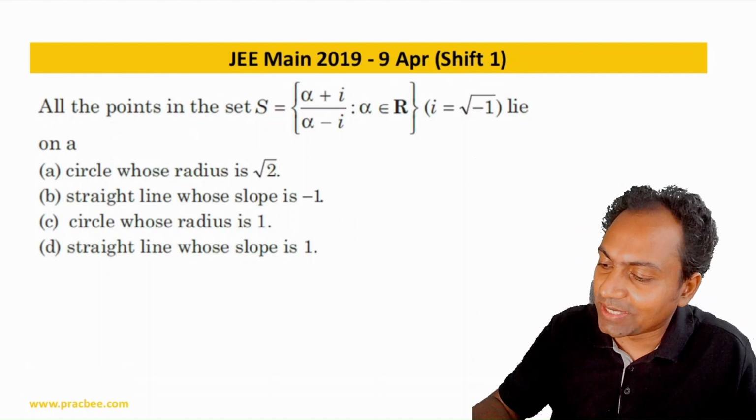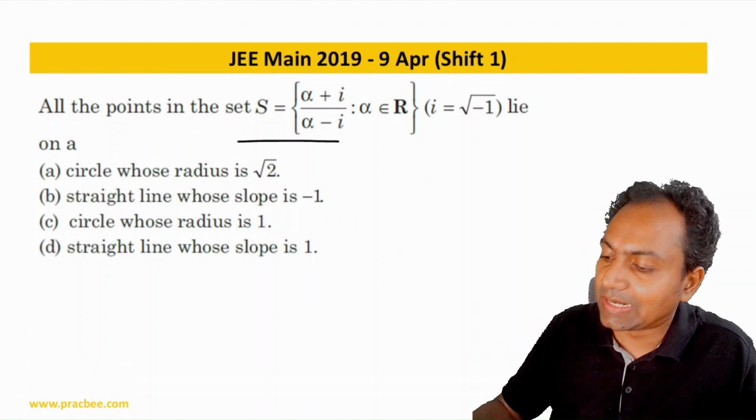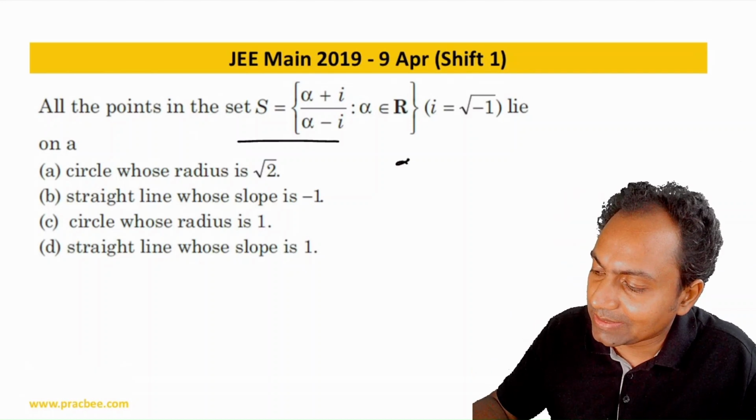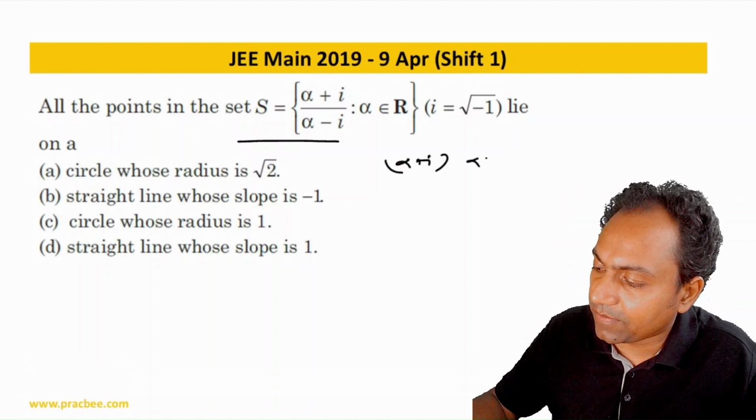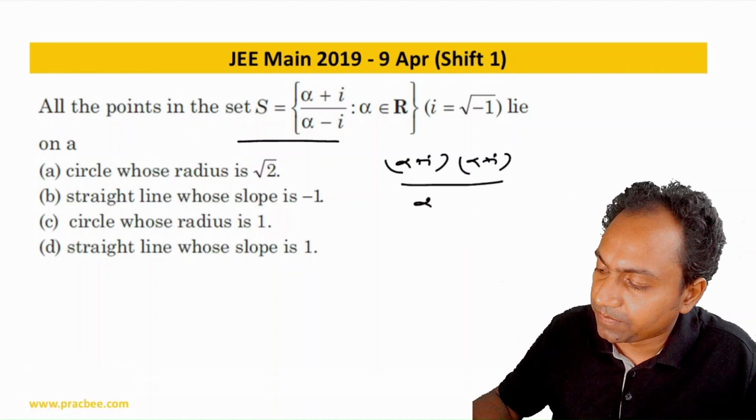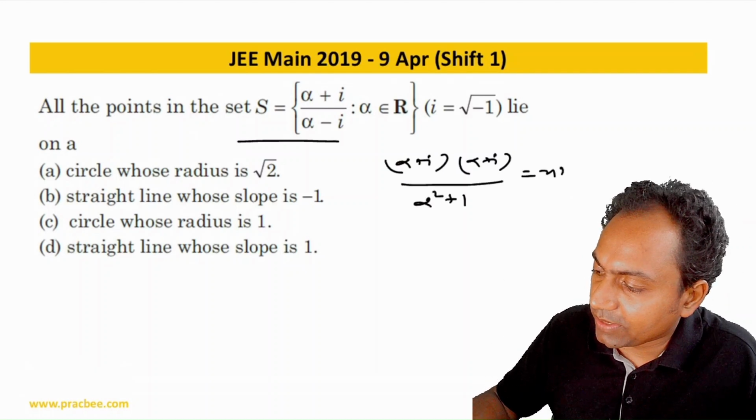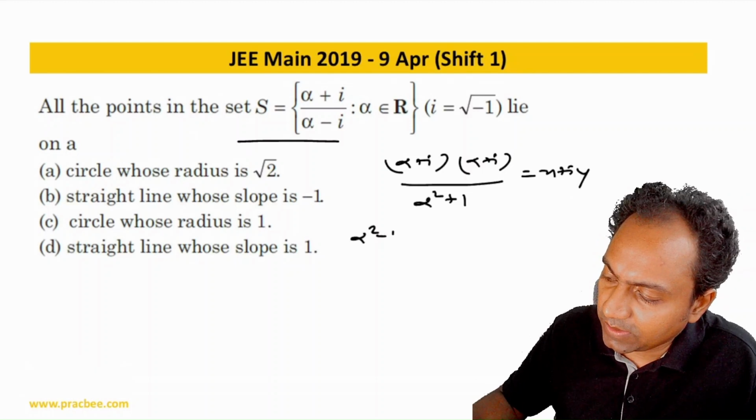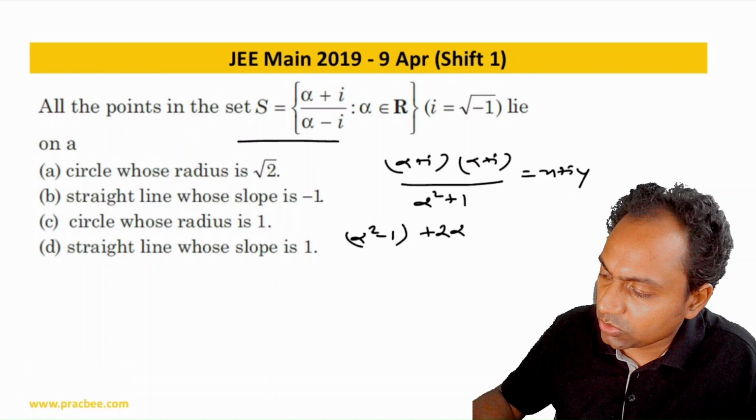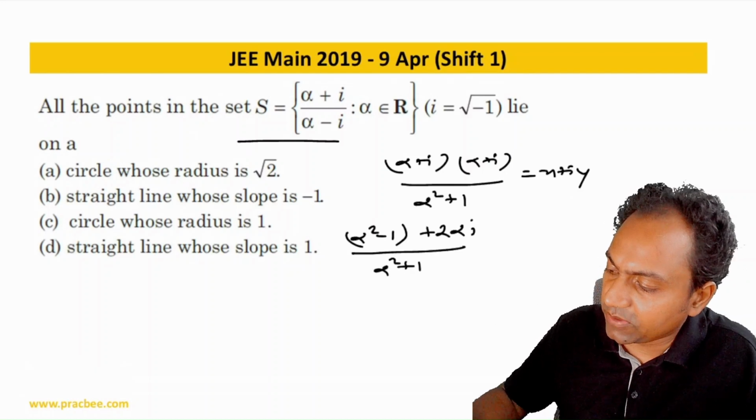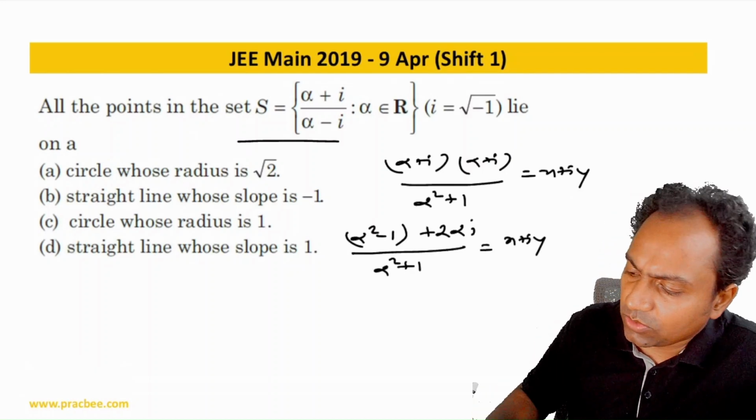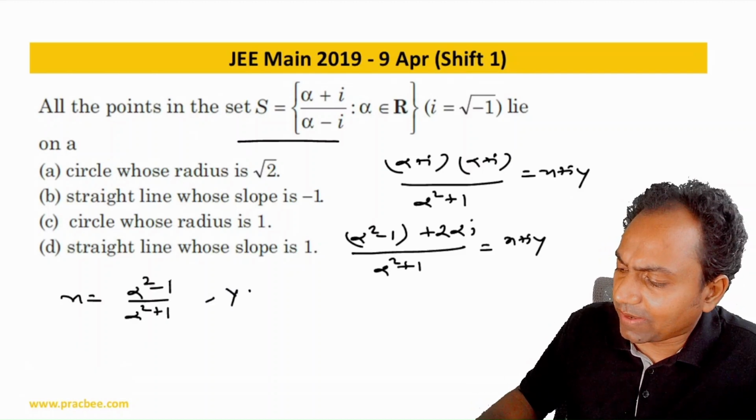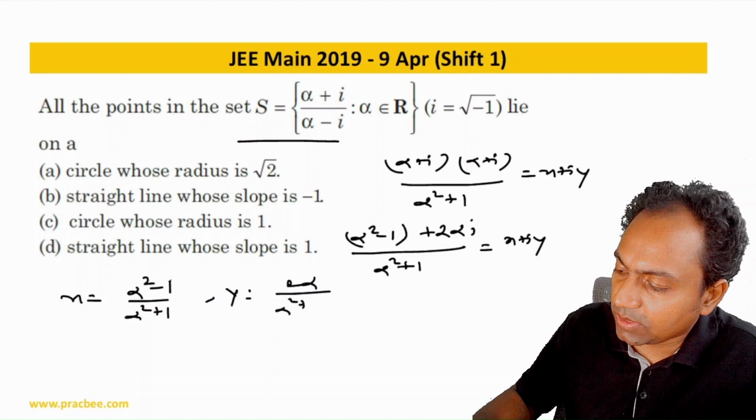In this question, what they're saying is that the set of all these points lies on which of the following locuses. So what you can do is rationalize it. If I multiply by alpha plus i in numerator and denominator, I get the value of x plus iy. If I simplify this, it becomes (alpha square minus 1 plus 2 alpha i) by (alpha square plus 1) equal to x plus iy. So the value of x comes out to be (alpha square minus 1) by (alpha square plus 1), and the value of y comes out to be 2 alpha by (alpha square plus 1).